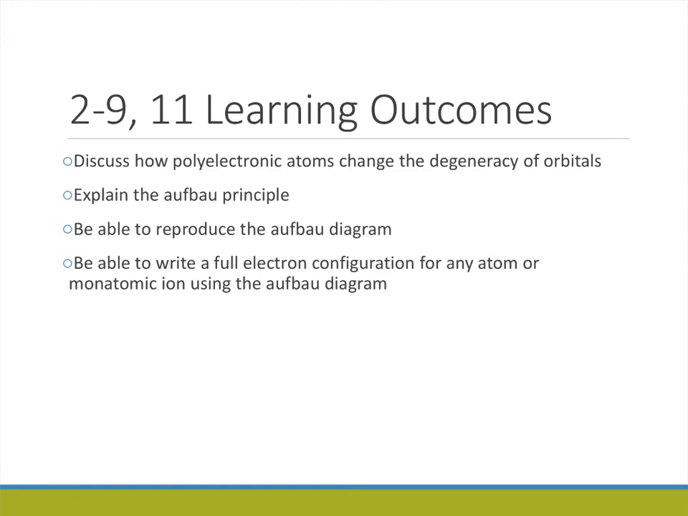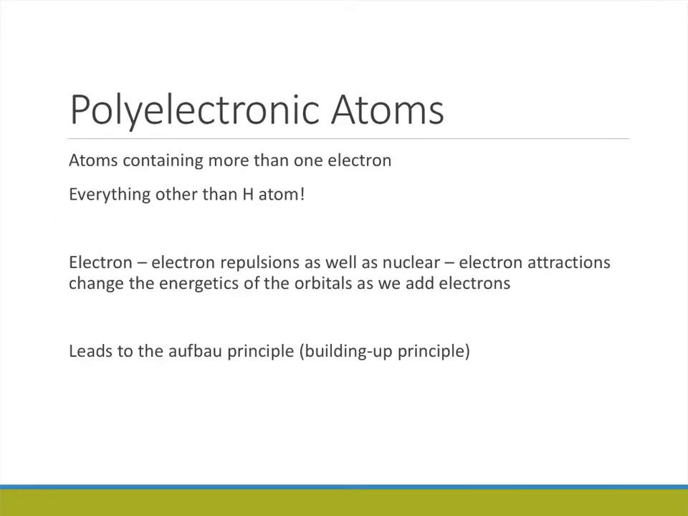We'll explain the Aufbau principle, and we want to be able to reproduce the Aufbau diagram, and we want to be able to write a full electron configuration for any atom or monatomic ion using that Aufbau diagram. So polyelectronic atoms, more than one electron. So everything other than hydrogen, essentially.